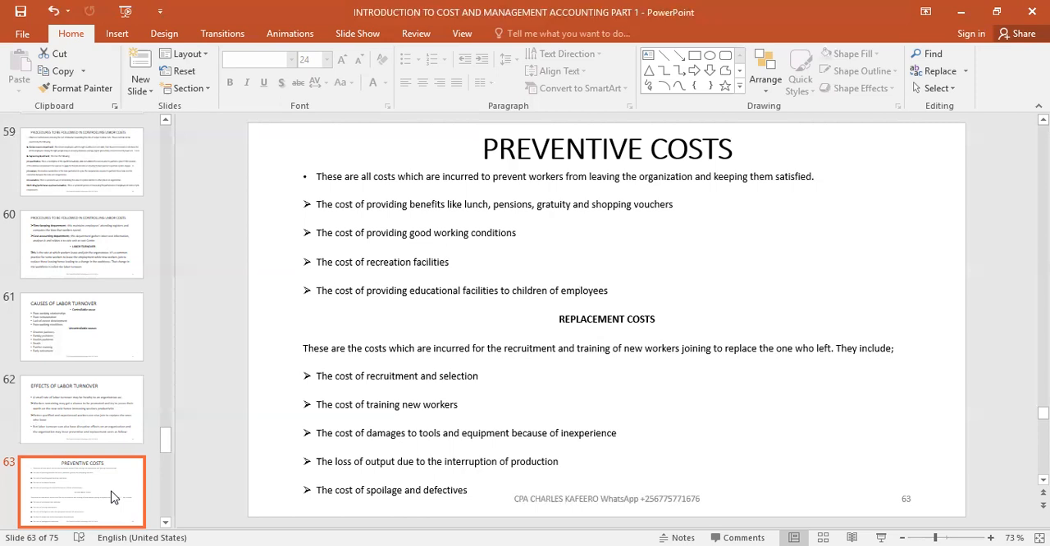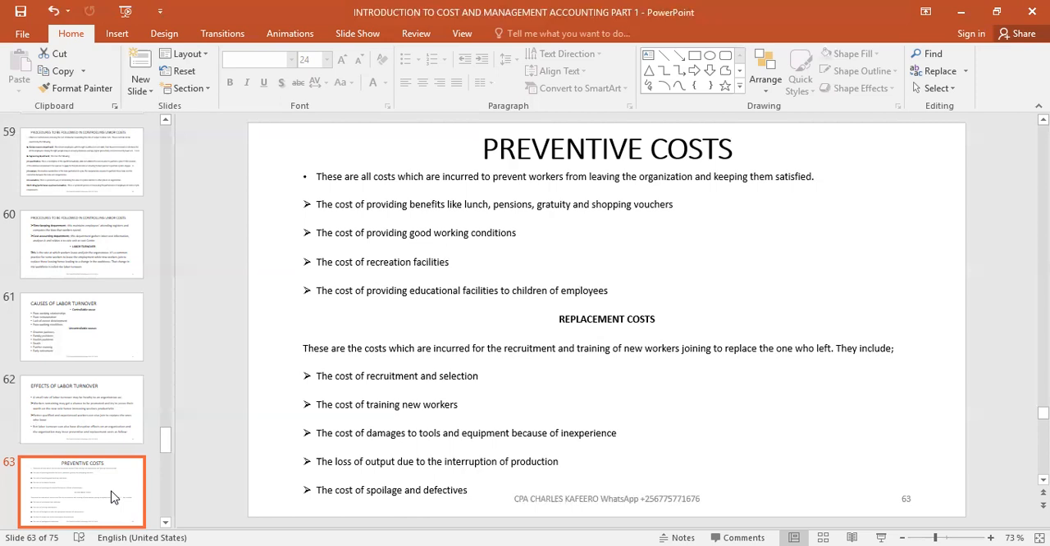But let's talk about the replacement costs. These replacement costs, those are the costs we incur as the new employees are joining the organization because of the old one leaving the organization. One of the costs we incur is the cost of recruitment and the selection. When you are doing a recruitment, you may find that you are incurring certain costs.